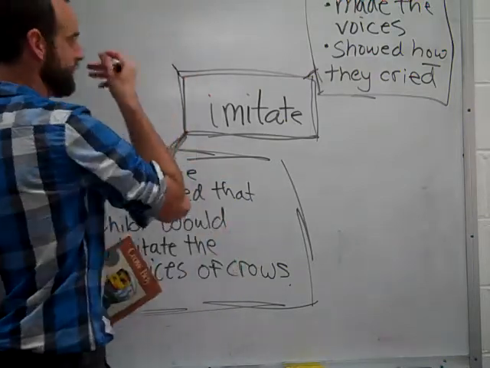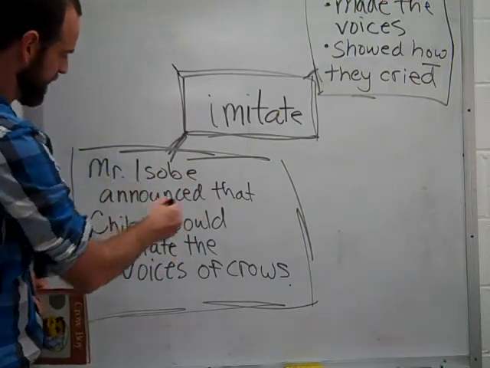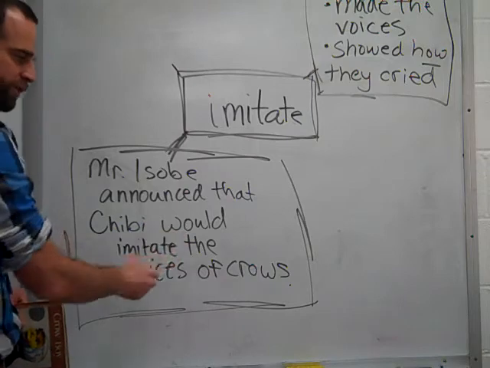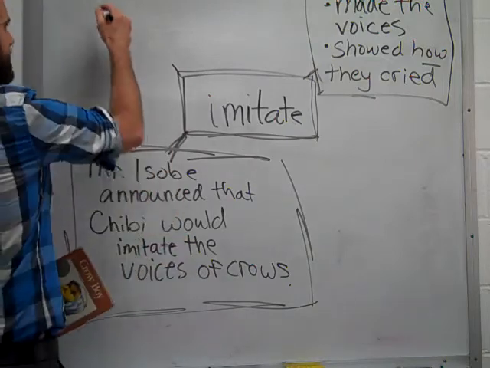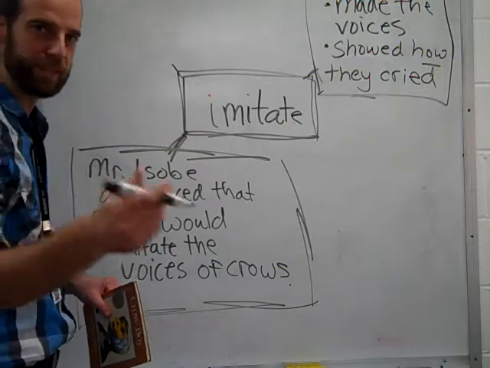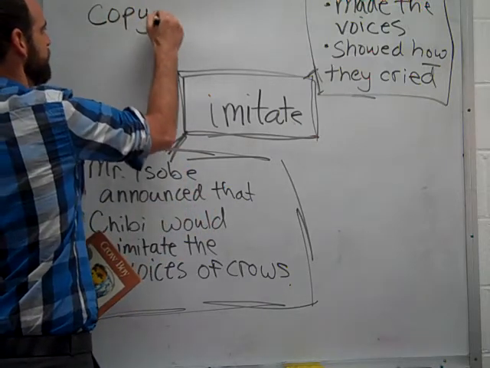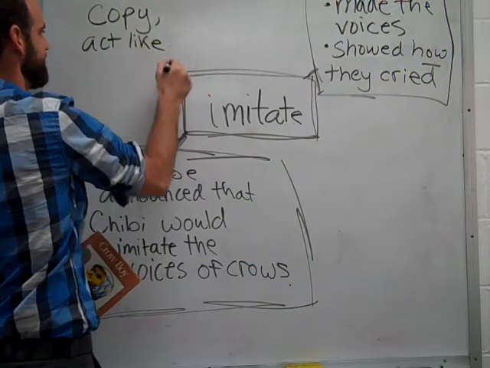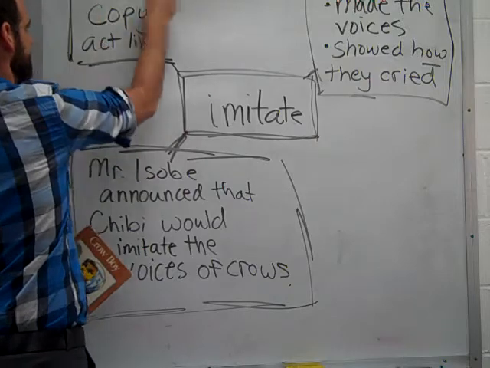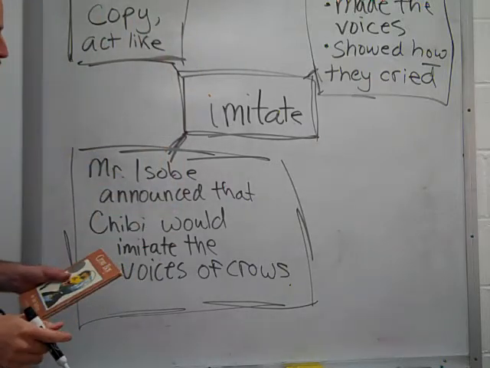I'm going to guess that imitate, Mr. Isobe announced that Chibi would show the voices of crows, that he would make the voices of crows. I guess he's copying crow voices. I think imitate means to copy or act like, sound like. So this is my meaning, what I think it means.